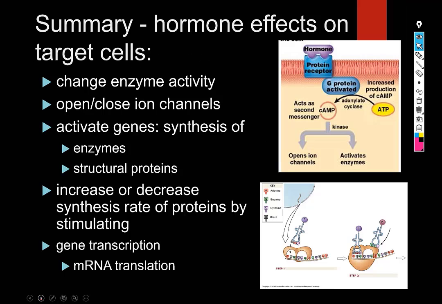Okay, so let's summarize. Hormone effects on target cells. They're going to change enzyme activity in a variety of ways. They can up or down regulate it. They can open or close ion channels. They can change gene expression. They can do all of these things. It really just depends on which hormone and which receptor.